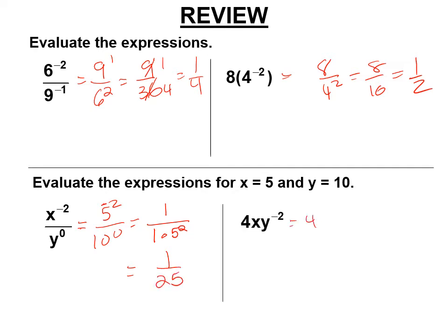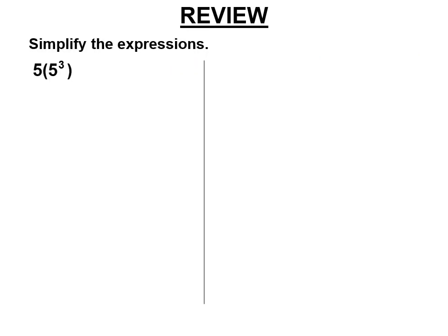So this is 4 times 5 times 10 to the negative 2nd. 4 times 5 is 20, over 10 squared is 100. 20 over 100 is 2/10, which you have to simplify to 1/5. That's a coefficient, right? That stays where it is. X is 5 to the 1st power, that stays where it is. Only negative exponents get flipped.